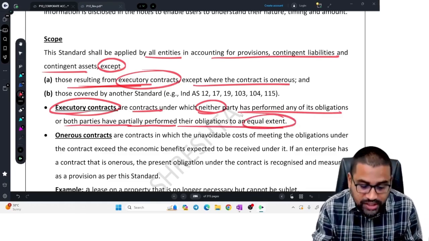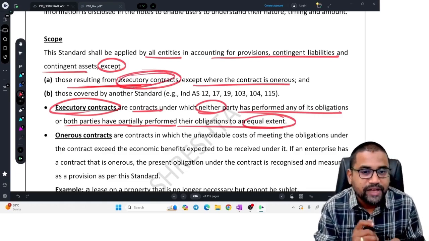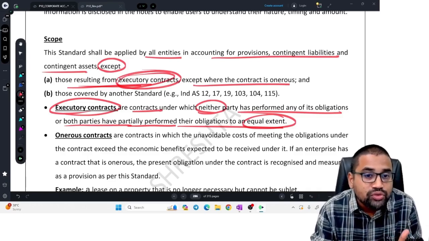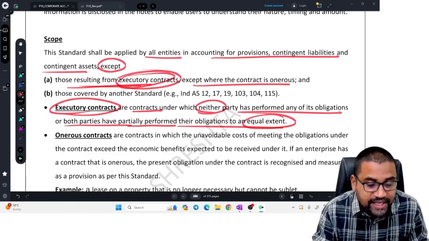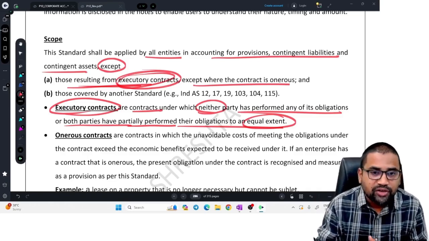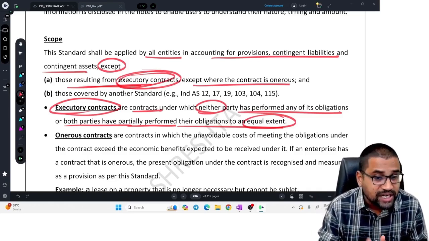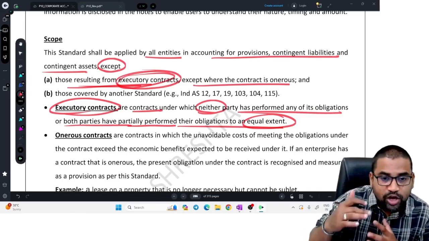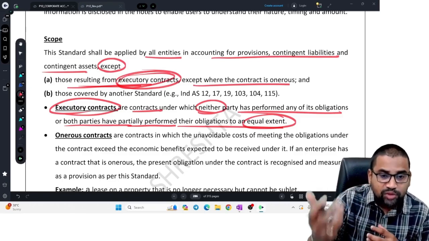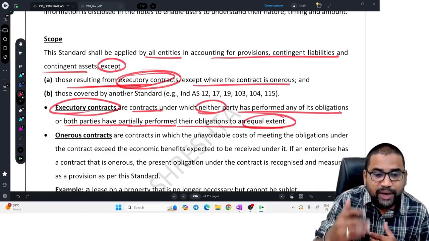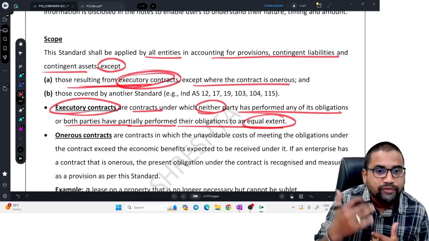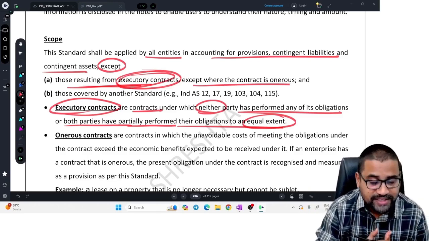Now, when the contract is an executory contract, if neither party has failed or neither party has equally performed, who will enforce whom? That's why the standard says that for executory contracts, any provisions, contingent liabilities, or contingent assets, this standard is not applicable. Because the basic object of this standard is, whenever one party can enforce the other party, either legally or through constructive obligation, then a provision, contingent liability, or contingent asset will come.